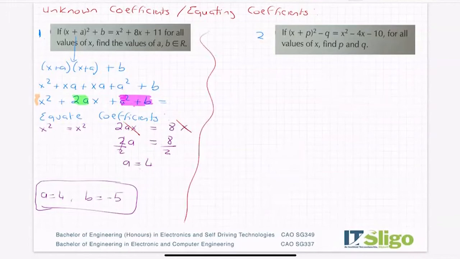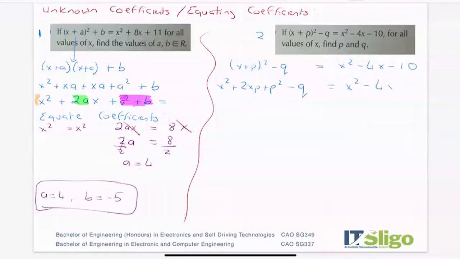So again, equate coefficients. I have (x plus p) squared minus q being equal to x squared minus 4x minus 10. Square the first, square the second, twice the product of the two, minus the q, equals x squared minus 4x minus 10. So let's equate the coefficients. x squared is equal to x squared. That's great.